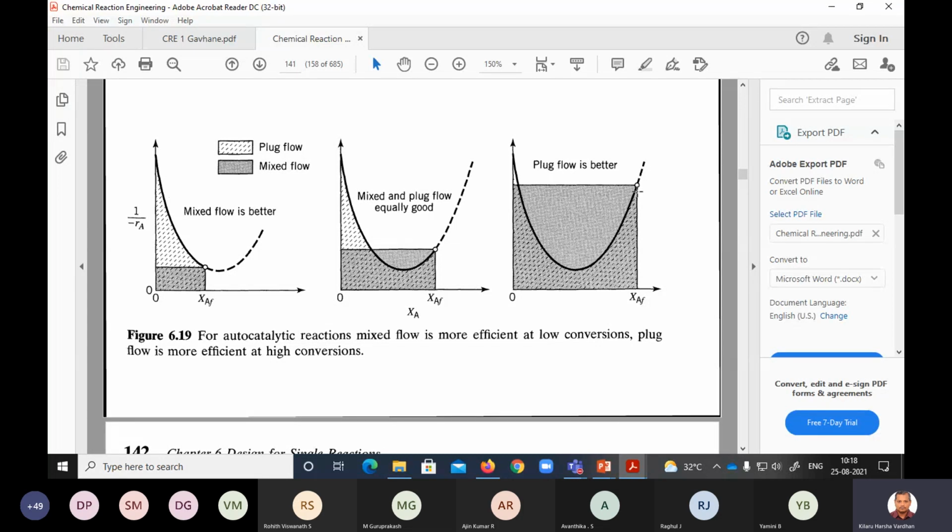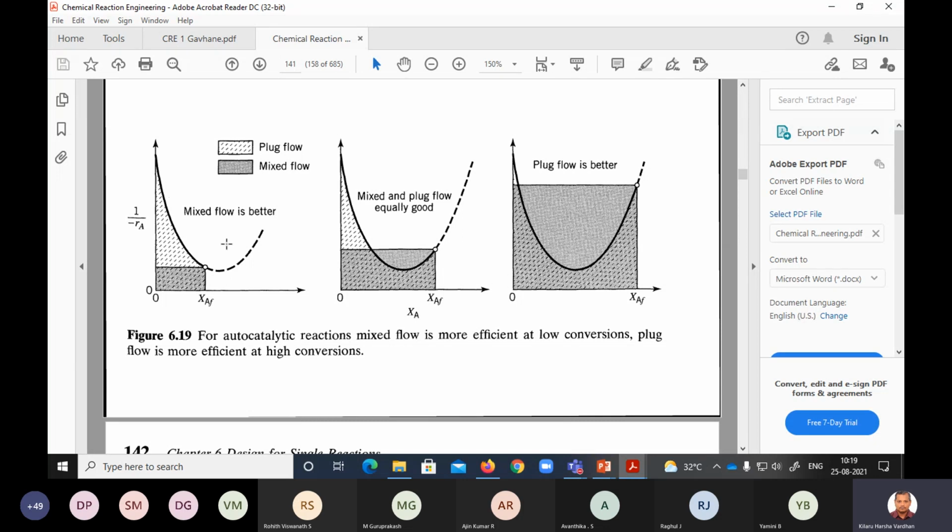Now what is better? Where is the volume more? Definitely the PFR volume is less, whereas in MFR the extra volume is this particular thing. So for this kind of conversion in this reaction, you have plug flow better than the mixed flow. So for the same reaction, based on your final conversion, you can have different combinations of the reactor.